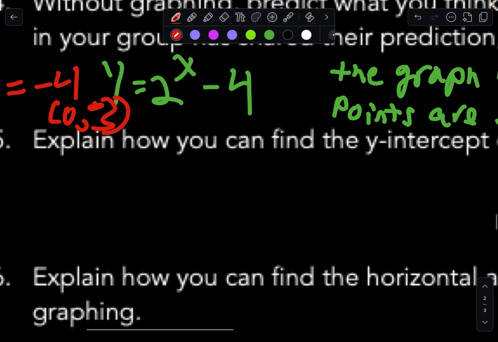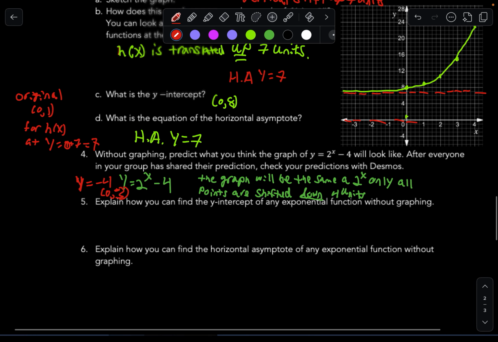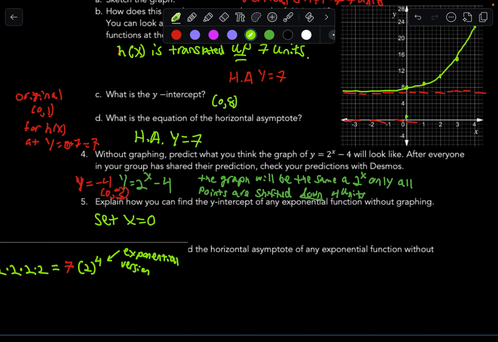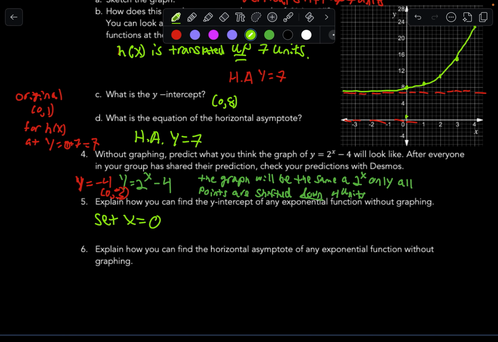Explain how you can find the y-intercept of any exponential without graphing. Always, and this goes for any graph, set x equals 0 and evaluate. That will give you the y-intercept.